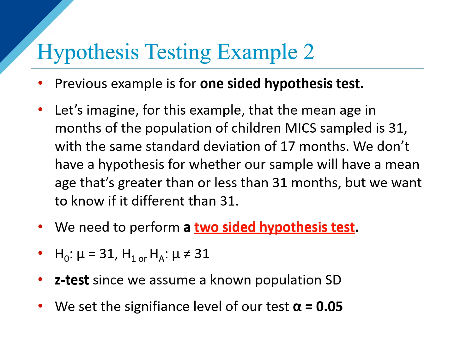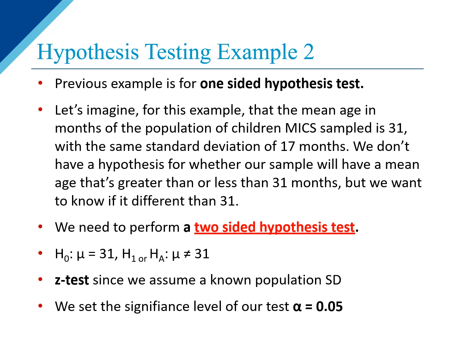The example we just completed was for a one-sided hypothesis test, where we specifically wanted to know if the mean was less than 36. Now we'll look at the same example, but assume that the mean age in months in the population is 31 months, with the same standard deviation of 17, and that we do not know whether the mean age of our sample will be greater than or less than 31 months.